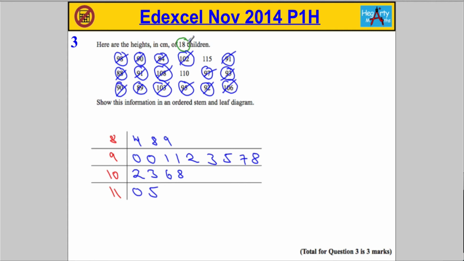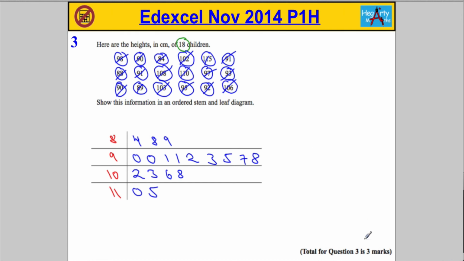and then finally I'm going to check I've got 18 leaves. So 1, 2, 3, 4, 5, 6, 7, 8, 9, 10, 11, 12, 13, 14, 15, 16, 17, 18. Fantastic, so I'm happy with that. Let's just circle them and cross them off so I know I've used them.